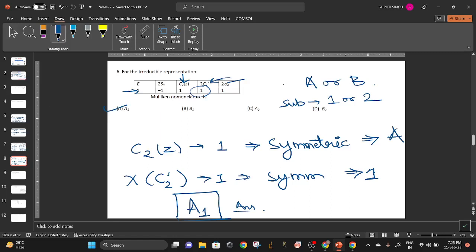Also, there is one more thing. For sigma h we write prime or double prime, and had there been any center of inversion, we would have written gerade or ungerade. So if it is symmetric under i, it will be g, and if it is antisymmetric, it will be u. But those two symmetry operations are not there in this representation, so the answer will be up to A1 only.